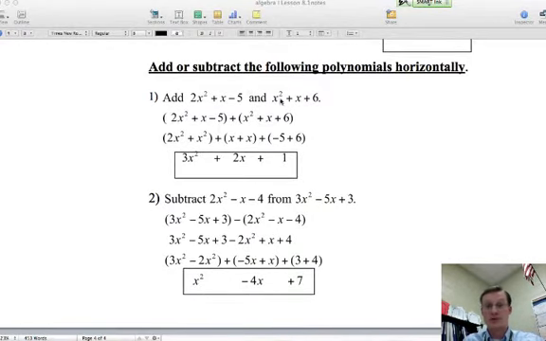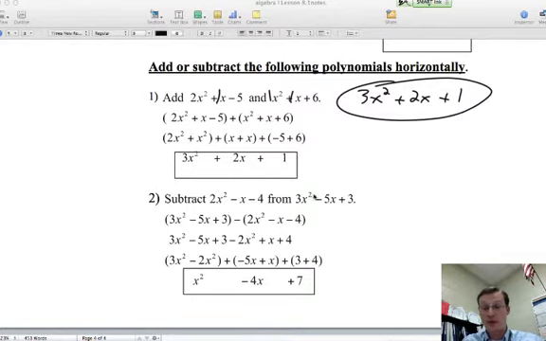And of course, we can do it horizontally. 2x squared plus 1x squared would be 3x squared. 1x plus 1x would be 2x. Negative 5 plus 6 would be 1. And there we go.